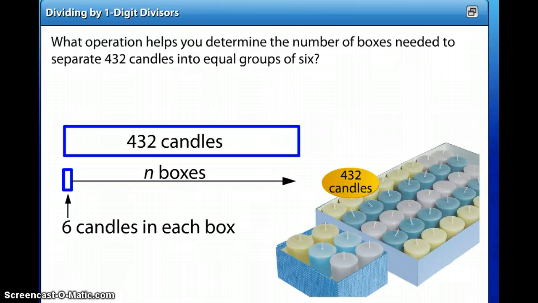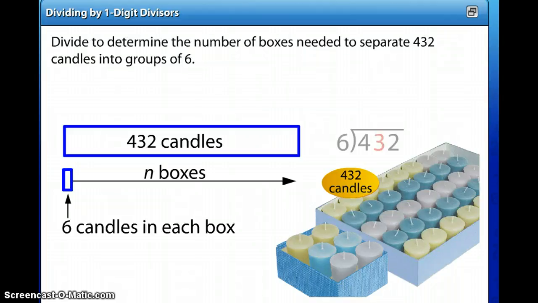What operation helps you determine the number of boxes needed to separate 432 candles into equal groups of 6? When we're looking to find equal groups, dividing something into equal groups. I just gave you a really big key word, dividing into equal groups. What operation are we going to use, Brody? Division. Divide to determine the number of boxes needed to separate 432 candles into groups of 6.